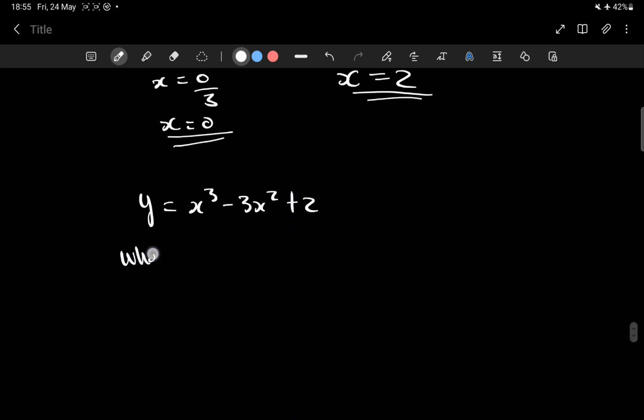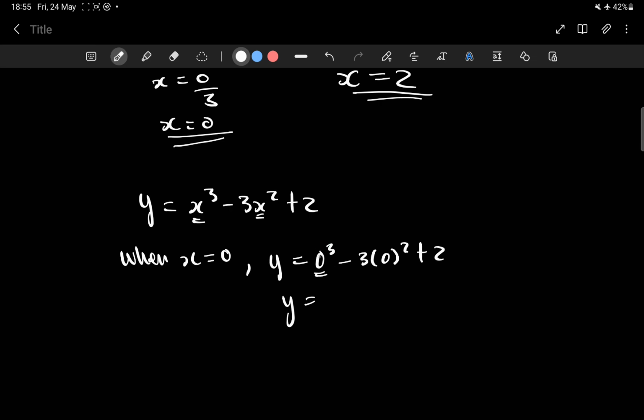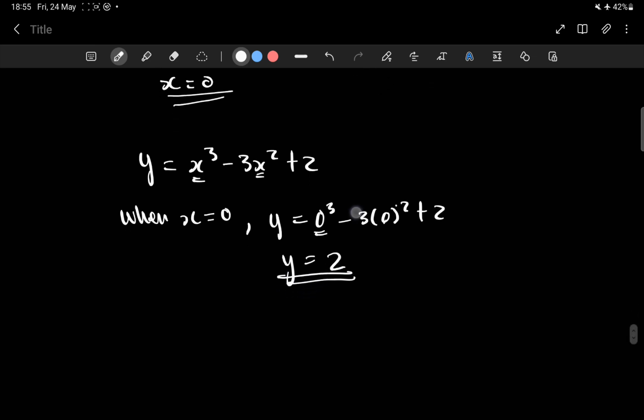Now when x is equal to 0, y will be equal to, wherever there is x, I'm putting 0. So it'll be 0 cubed minus 3 by 0 squared plus 2. 0 cubed is 0, then 0 squared is just 0, 3 times 0 is 0. Any number times 0 is 0. Then I'll remain with plus 2, just the 2 at the end. So that means I have 0, 2 as my point.